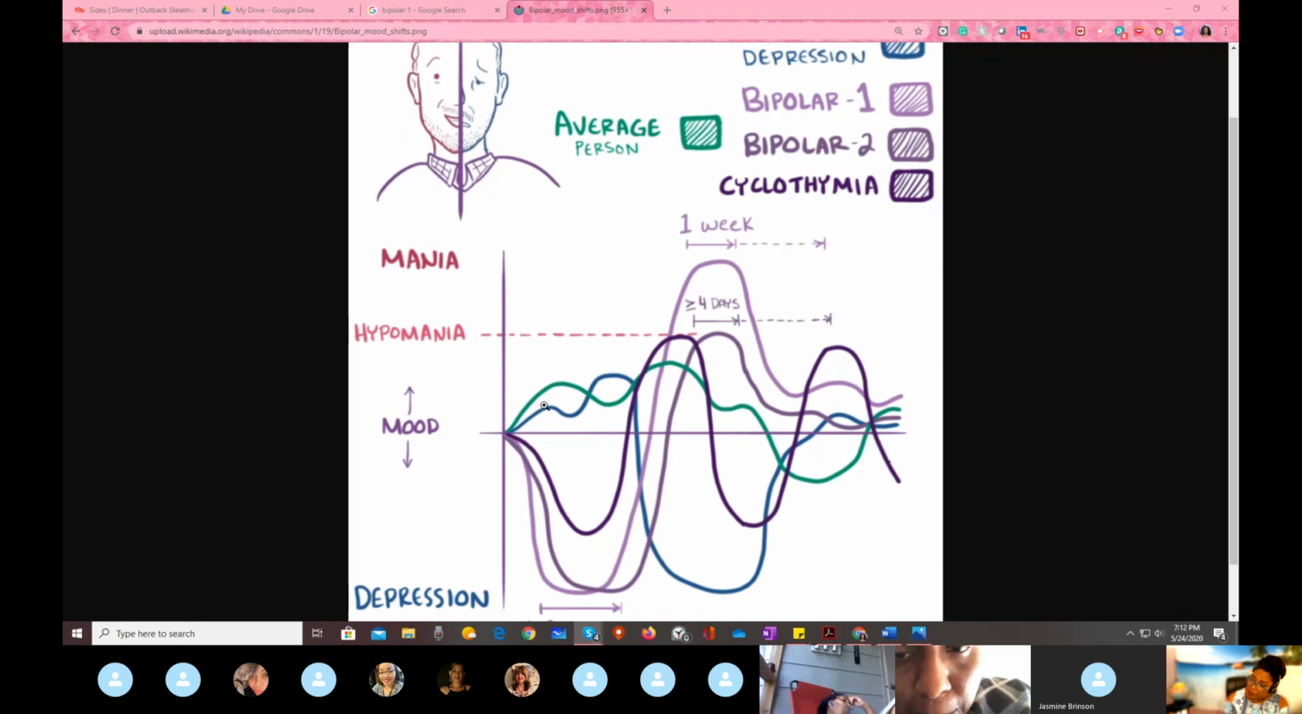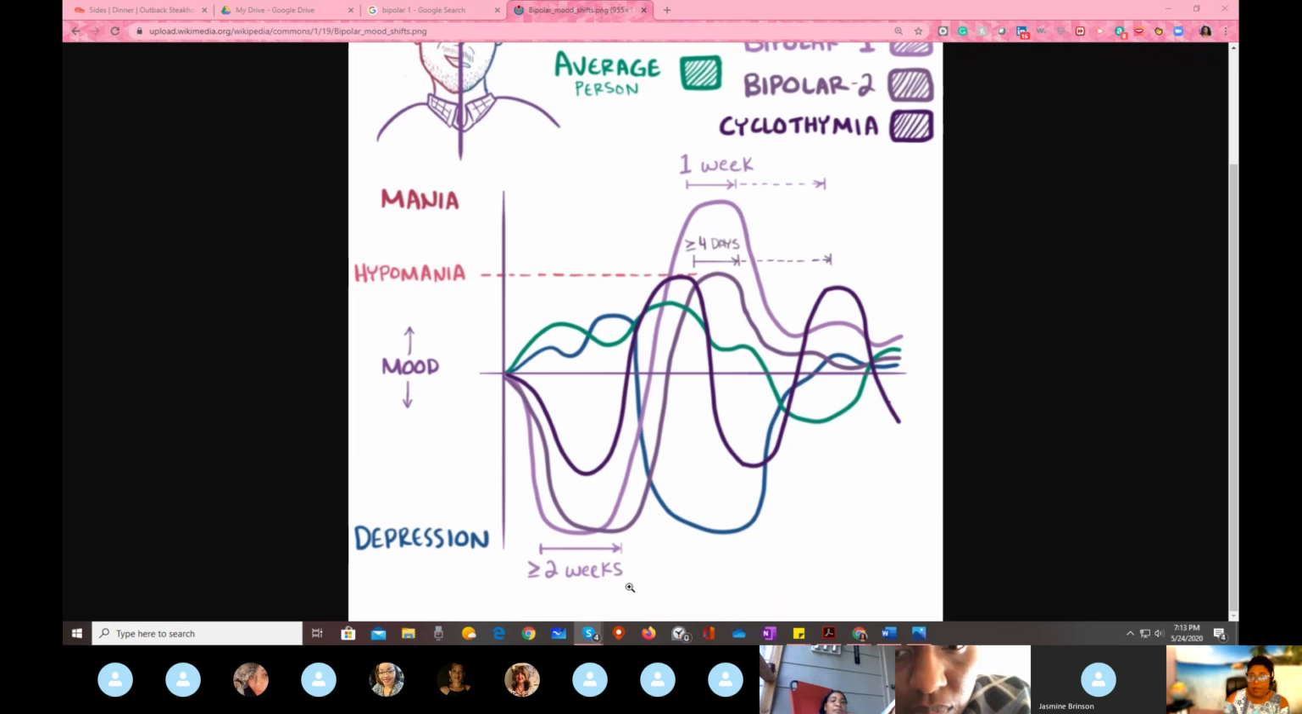My green is my average person. So we have here, you know what? Oh my goodness, COVID hit and I'm stuck in the house. I'm a little depressed, but I'm never down where my depressive people are. So when it comes to depression, that diagnosis is at least 2 weeks.